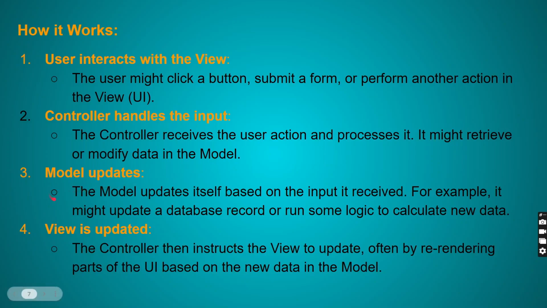Model updates. The model updates itself based on the input it received. For example, it might update a database record, or run some logic to calculate new data. View is updated. The controller then instructs the view to update, often by re-rendering the parts of the UI based on the new data in the model.